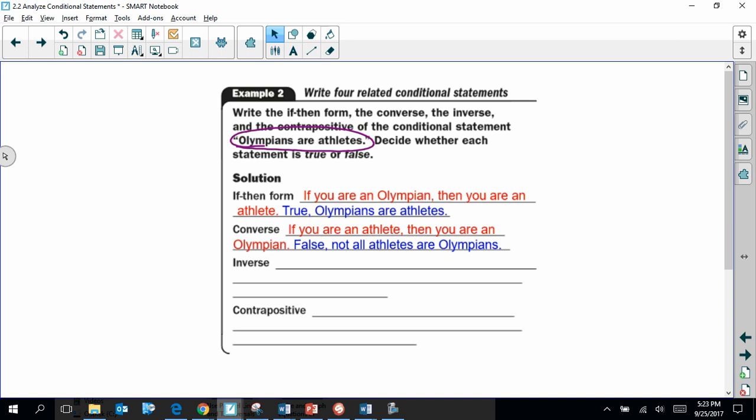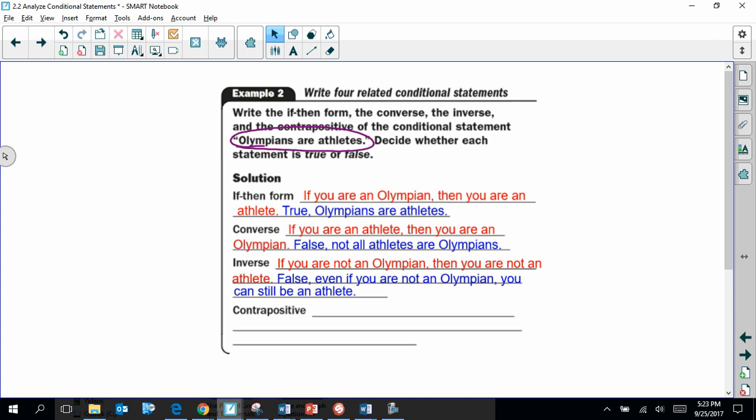The inverse statement is when I'm going to take the conditional statement, the if you are an Olympian, then you are an athlete statement, and I'm going to write it in such a way that I'm negating the hypothesis and conclusion. So here I'm going to say if you are not an Olympian, then you are not an athlete. Okay, and that's how we write the inverse. And that statement is also false because even if you're not an Olympian, you can still be an athlete.